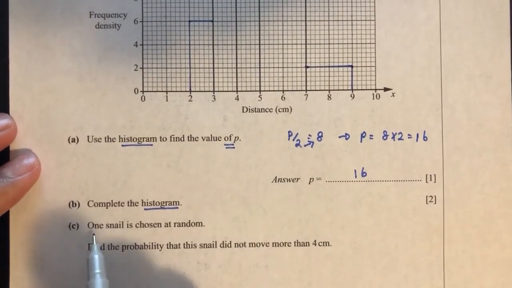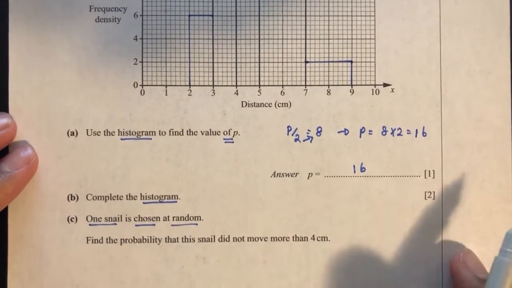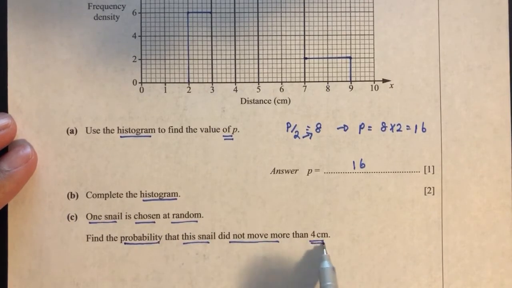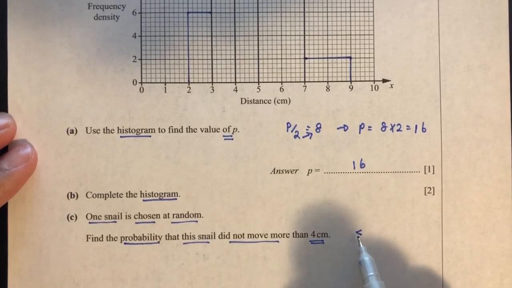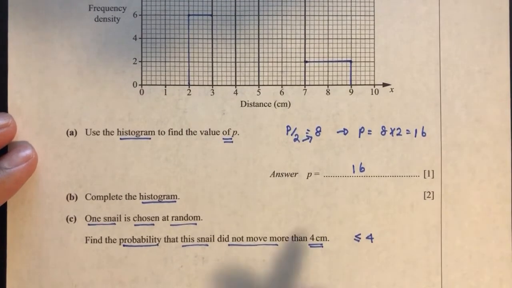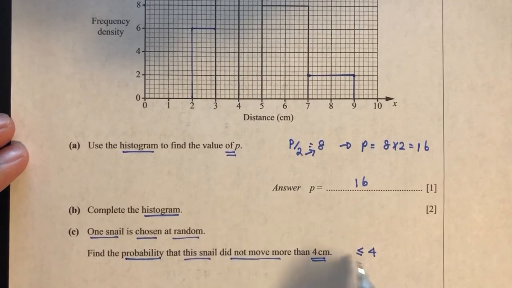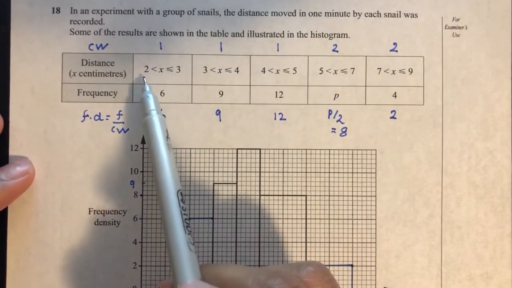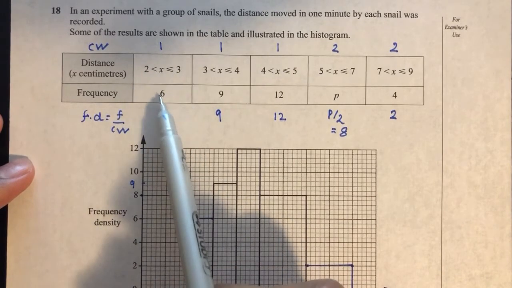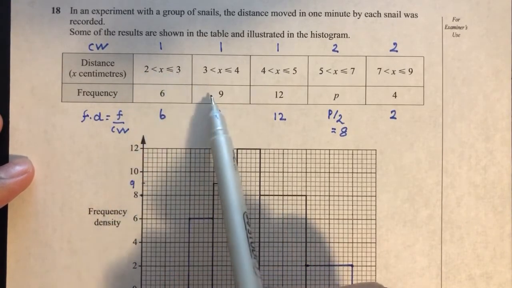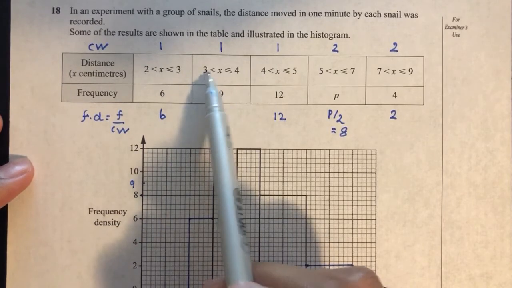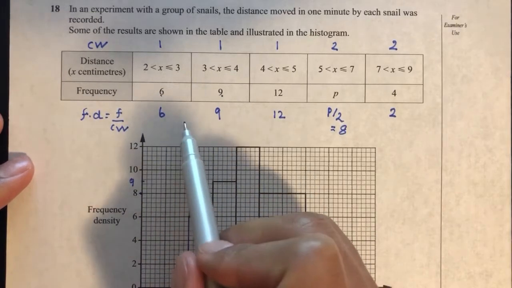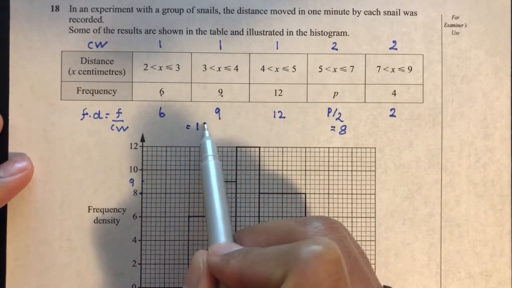Part C. One snail is chosen at random. Find the probability that this snail did not move more than 4 centimeters. So it moved less than 4 centimeters. Let's find out how many snails moved less than 4 centimeters. From here we can see we have 6 snails who moved between 2 to 3 and 9 snails who move between 3 to 4. So less than 4 we have 6 plus 9, which will become 15.